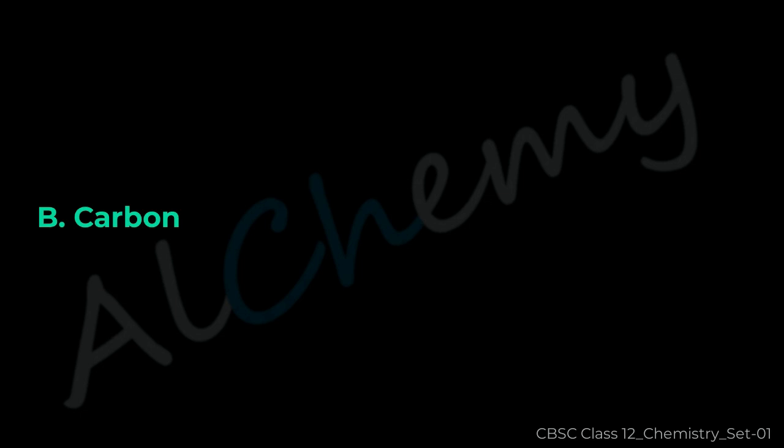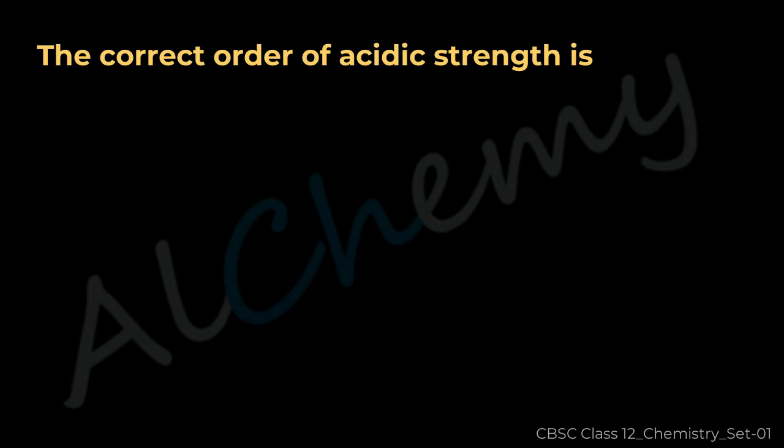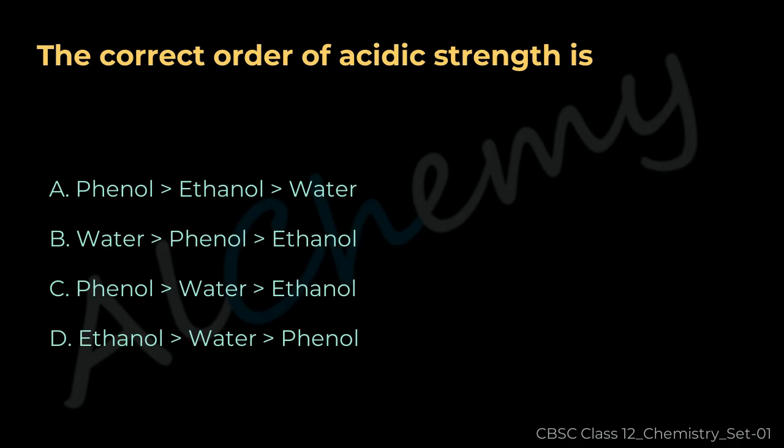The correct answer is B. Carbon. Question 29. The correct order of acidic strength is A. Phenol, ethanol, water. B. Water, phenol, ethanol. C. Phenol, water, ethanol. D. Ethanol, water, phenol.